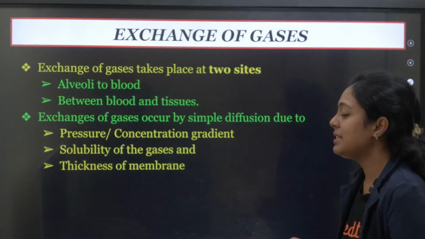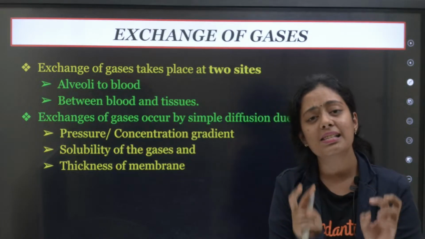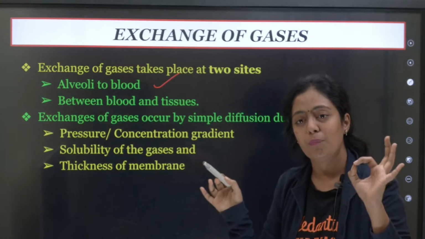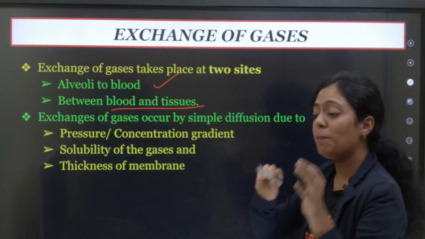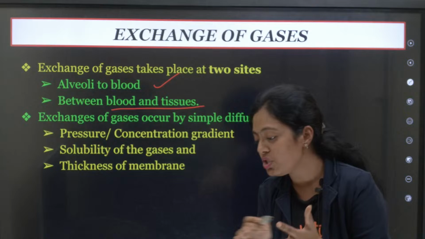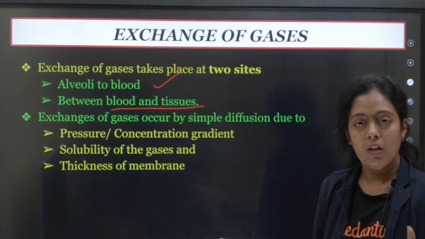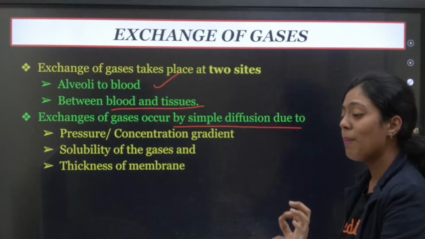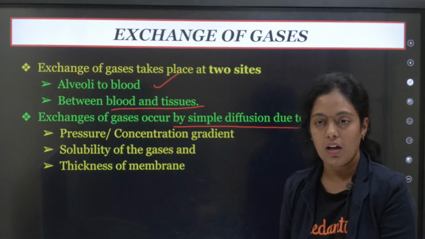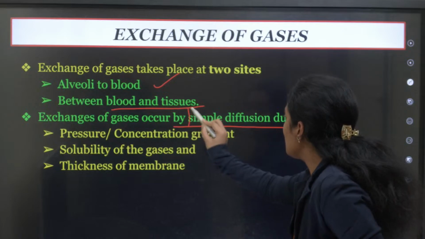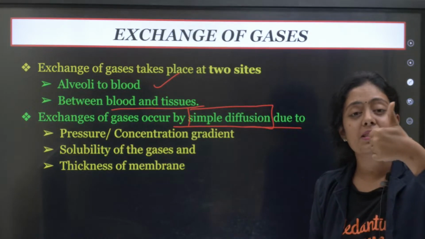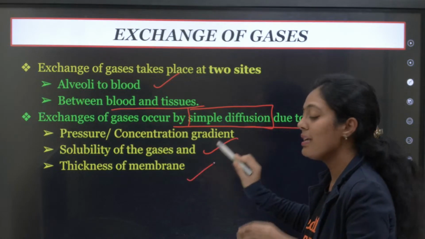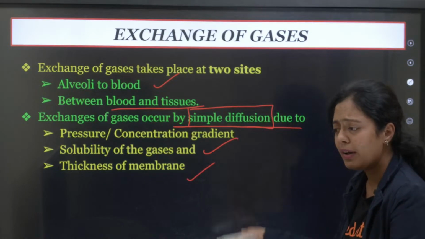Yes, so now we see exchange of gases. The exchange of gases happens between two places. One is between alveoli and blood, and another is between the blood and the tissues. Alveoli and blood is finished. Exchange of gases occurs by three important factors. They occur by simple diffusion. It happens due to pressure or concentration gradient. It happens due to solubility of gases and thickness of membrane, which we have already discussed.